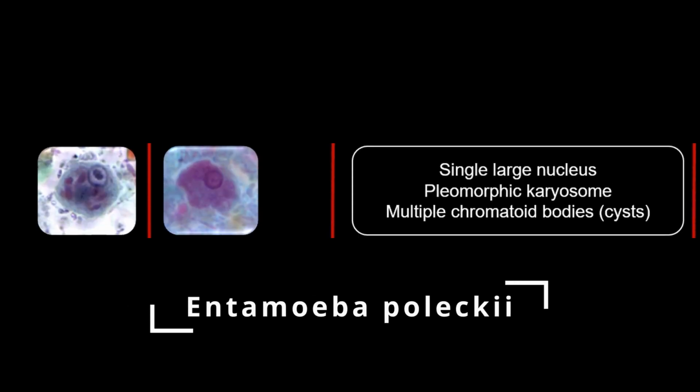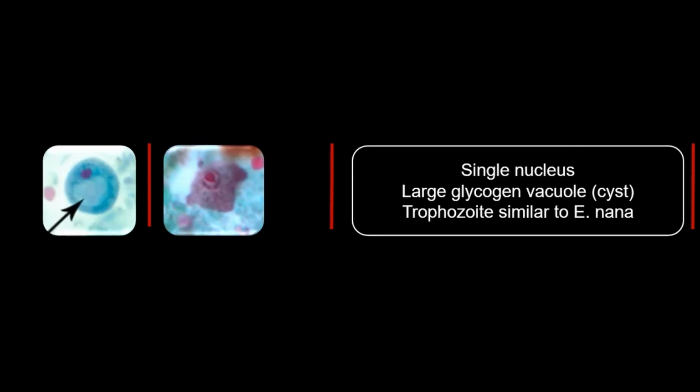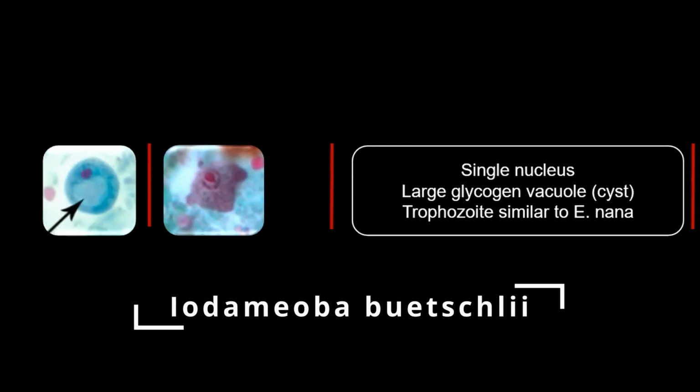Entamoeba polecki has a single large nucleus with a relatively large pleomorphic karyosome inside. You can also see multiple chromatoid bodies inside the cysts. Cysts of Endolimax nana have exactly 4 small nuclei, while trophozoites have a single large nucleus with a large blot-like karyosome. Iodamoeba buetschlii cysts have a single nucleus with a distinct large glycogen vacuole. Trophozoites of Iodamoeba are morphologically similar to those of Endolimax nana.